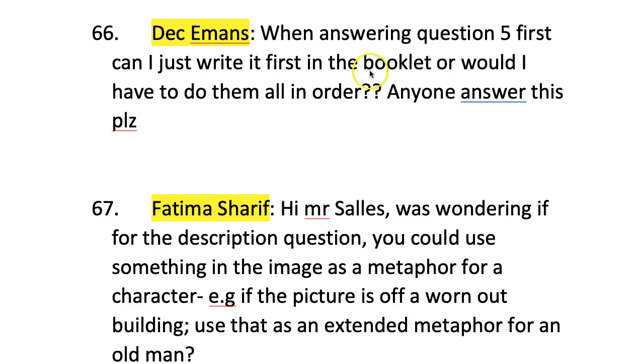Fatima Sharif, I was wondering if the description question you could use something in the image as a metaphor for a character. For example, if the picture is of a worn out building, use that as an extended metaphor for an old man. Yes, 100%. This is a brilliant idea and is a fantastic way to get top marks.